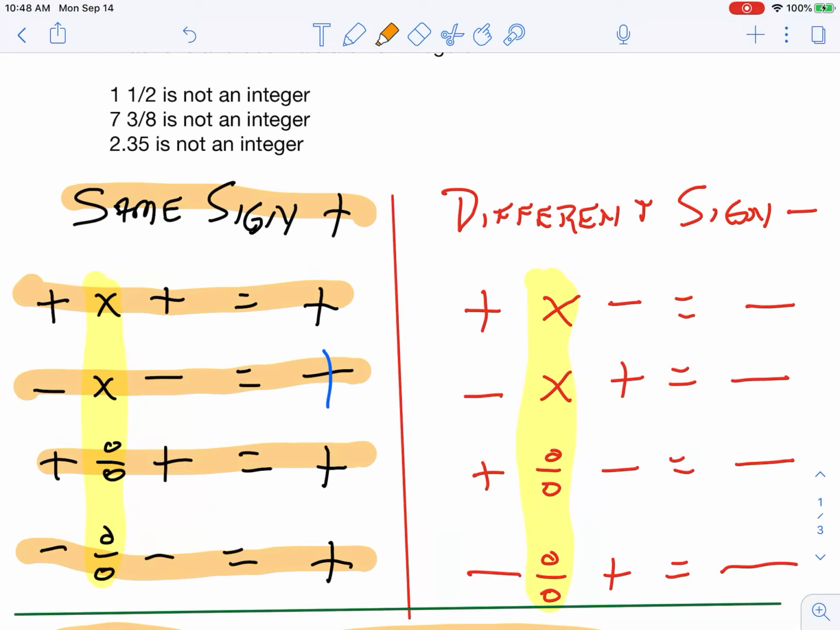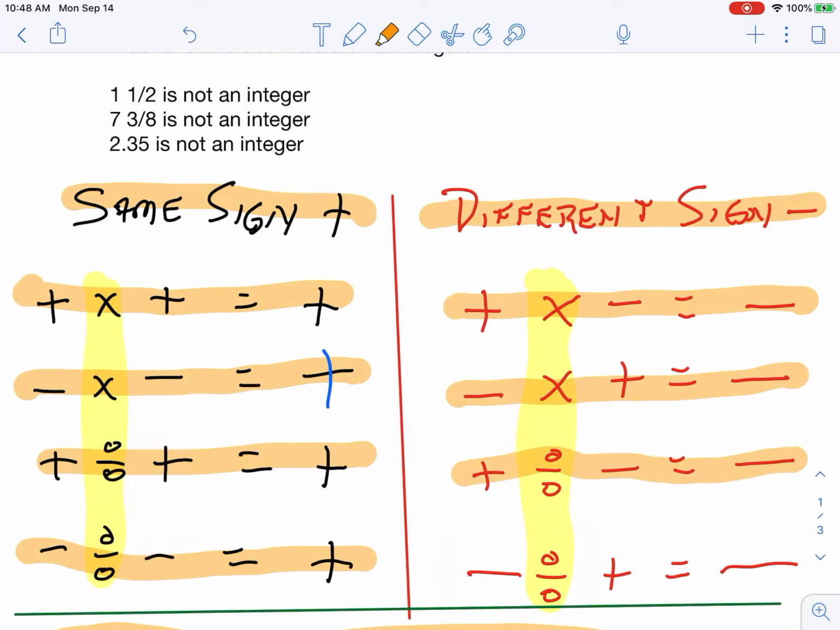If the sign is different, if you have a positive times a negative, it's negative. If you have a negative times positive, it's negative. A positive divided by a negative is negative, and a negative divided by a positive is negative.